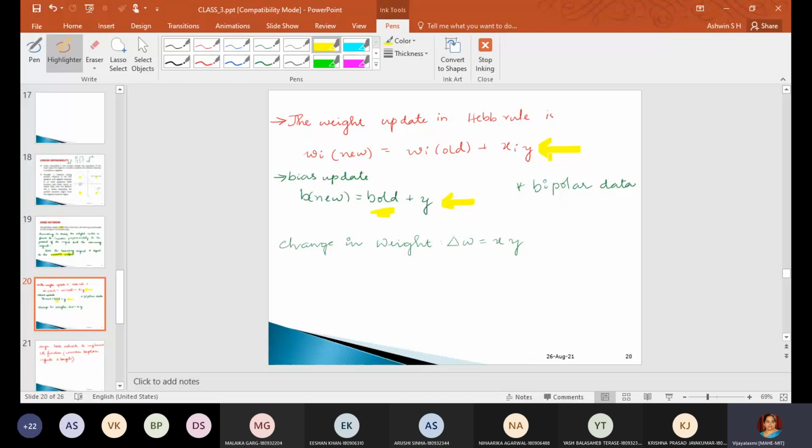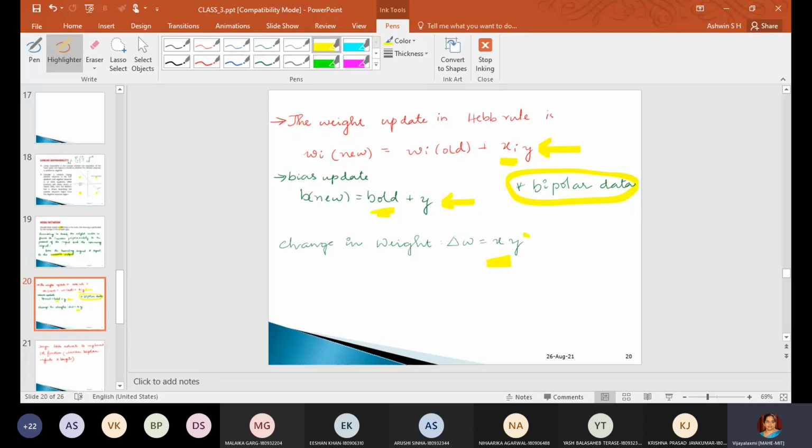Normally we use Hebb's rule for bipolar data only. For binary data, it may not give accurate answers under two conditions. That's why we use bipolar data. And here, this xy is the change in weight. This is very important, this is what gives you the new weight. So change in weight, delta w, is equal to xy.